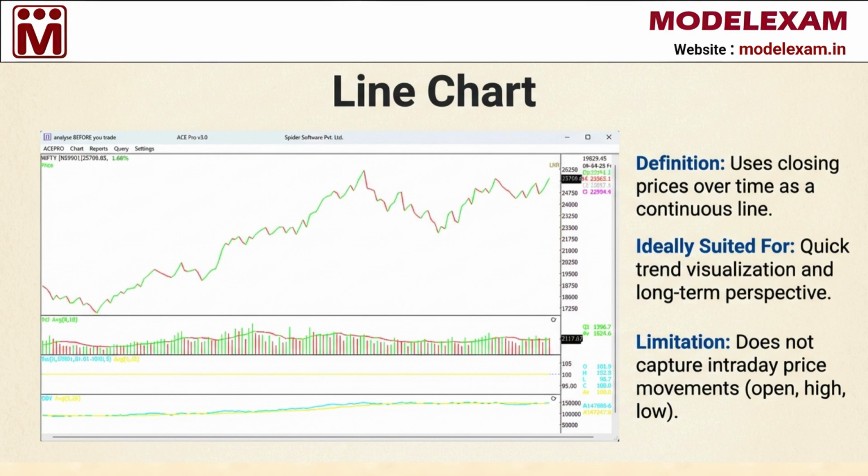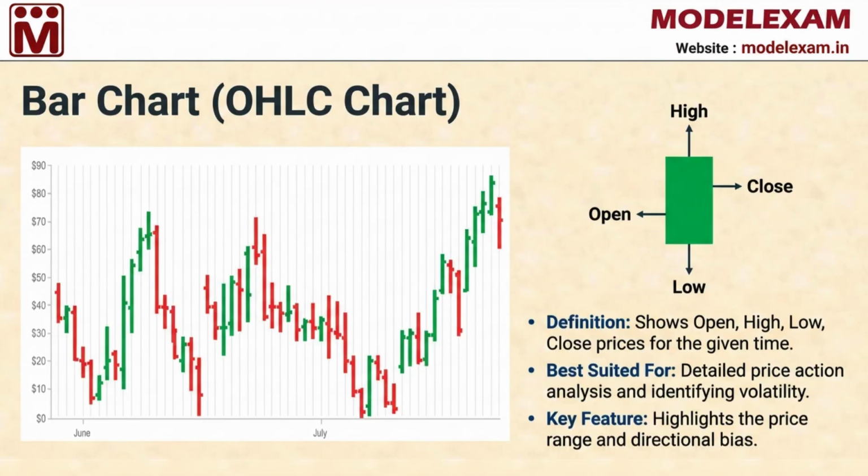Because it only uses the closing price, it does not capture the intraday price movements. It leaves out the open, high and low prices of the day. So you miss the volatility that happened during trading hours. To see that missing detail, we use a bar chart, also known as an open, high, low close chart.